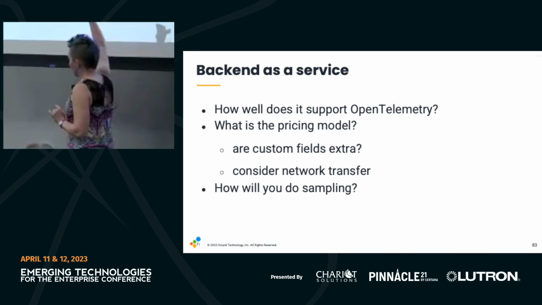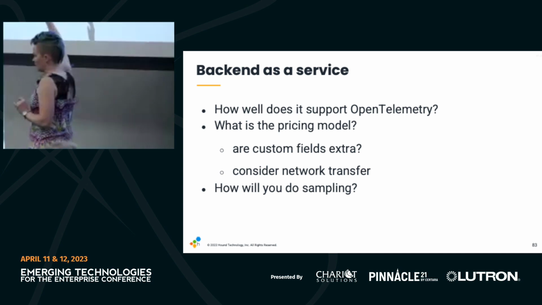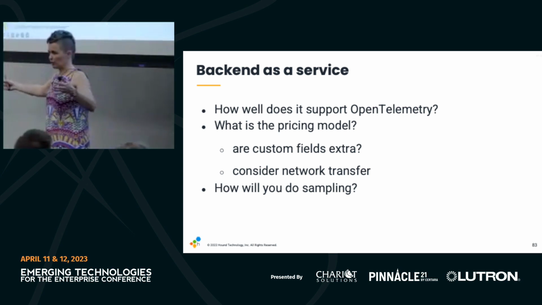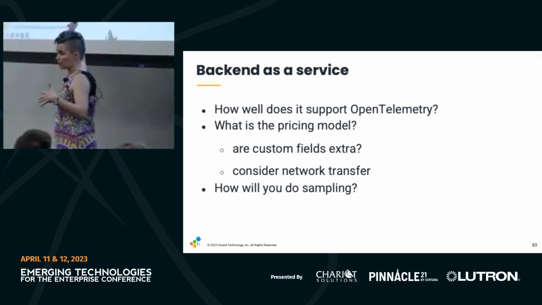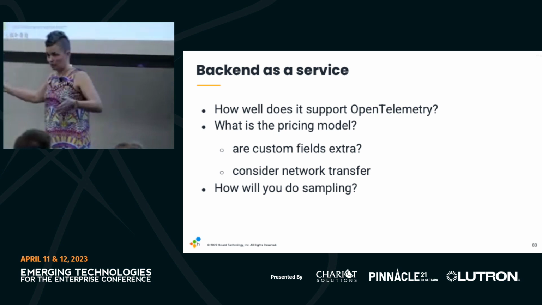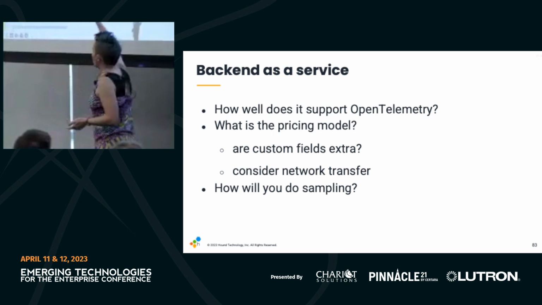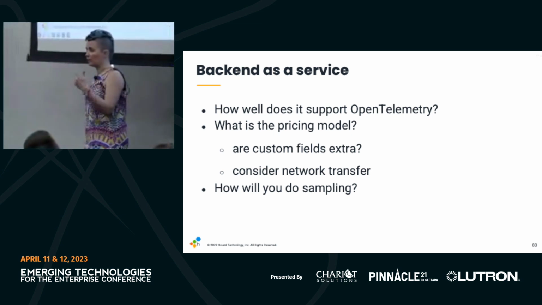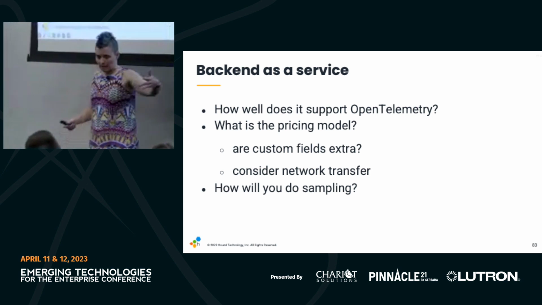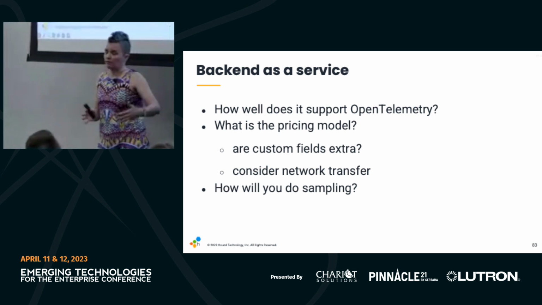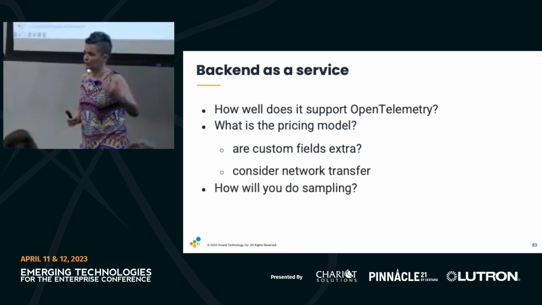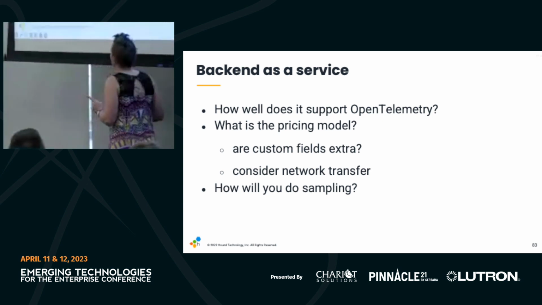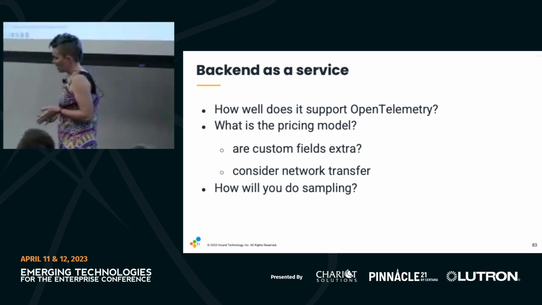And then find out what the pricing model is, because is it volume? Are your custom fields going to cost you more? Custom metrics are very dangerous because they explode costs. Custom fields on spans are much less, but still, also consider network transfer. There's a lot of people who would like to use Honeycomb, or who do, for whom a significant portion of the cost is actually transfer from their VPC to ours. So consider that. And then ask, how will you sample?